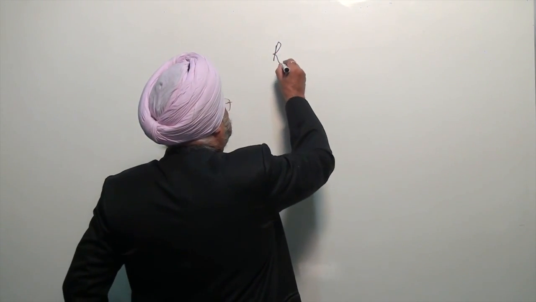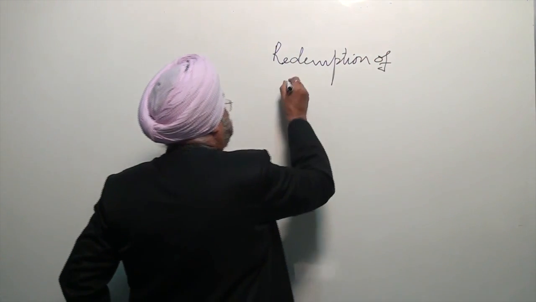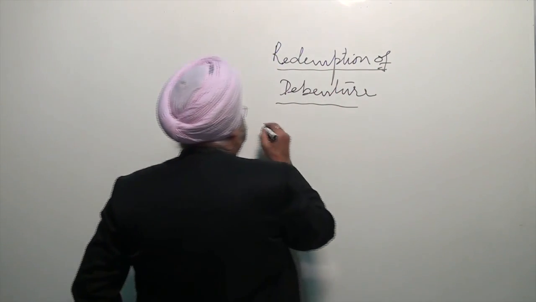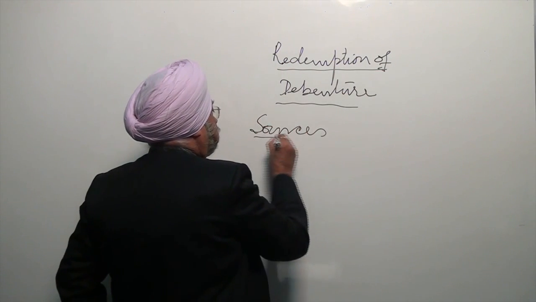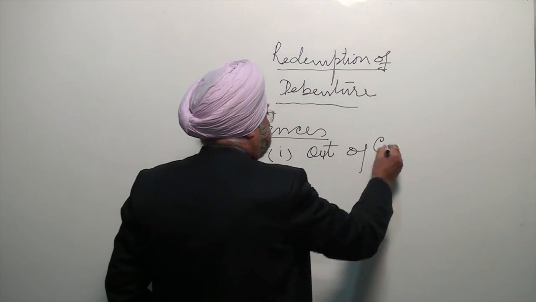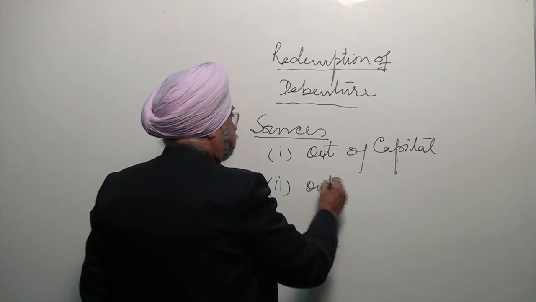So on due date, the amount has to be paid. And if there are no profits, even then it is to be paid. Then from where will they pay? Then we say either the money is paid out of profits, and if it is not paid out of profits, then it is paid, my dear students, out of capital. So redemption of debentures, and we are discussing the source. There are two sources. One is out of capital, the other is out of profits.